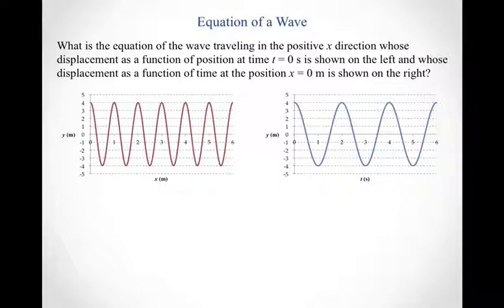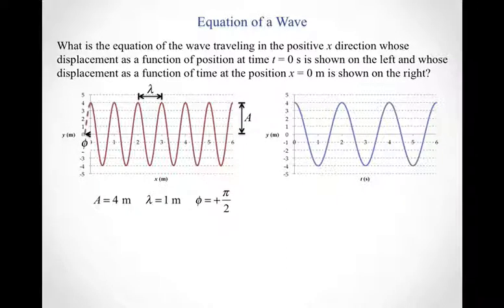So let's look at an example. I'm given a displacement versus position, y versus x, and a displacement versus time graph, and what I want to do is figure out what the equation of my wave is. Here's the graph showing me the displacement as a function of position at time t equals 0. Here's a graph showing me the displacement as a function of time at x equals 0. And so I'm going to read off the things I know I can read off of each graph and then use them to put together my equation.